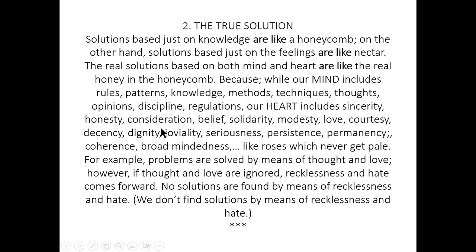Sincerity, honesty, consideration, understanding, belief, solidarity, modesty, love, courtesy, decency, dignity, joviality, seriousness, persistence, permanency, coherence, broad-mindedness, resilience, yeah, like roses, which never get pale. For example, problems are solved, or we solve problems by means of thought and love, regulation and love. However, if thought and love are ignored, recklessness and hate come forward. No solutions are found by means of recklessness and hate. We don't find solutions by means of recklessness and hate.